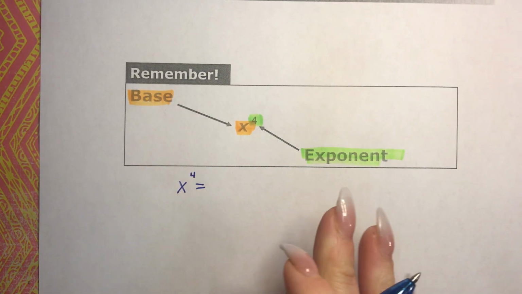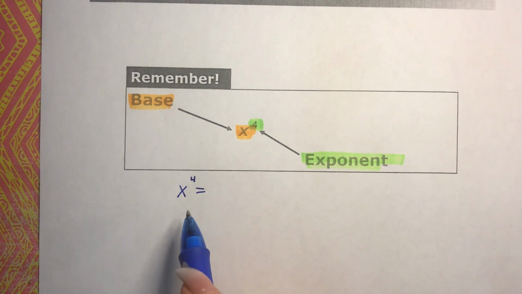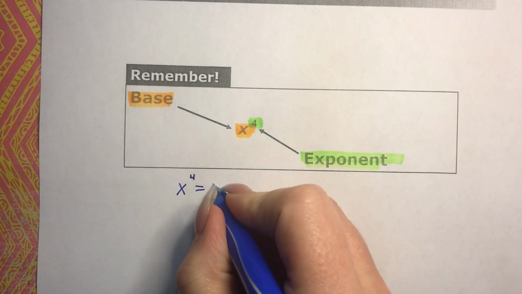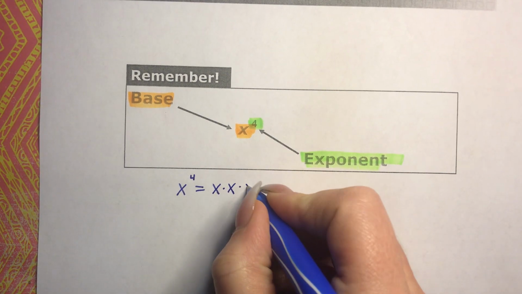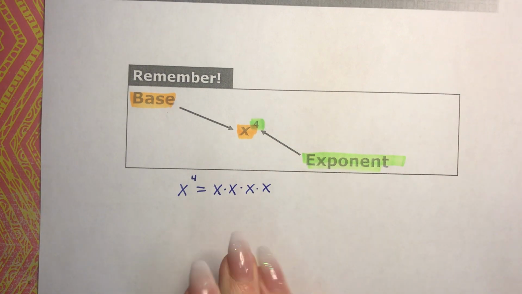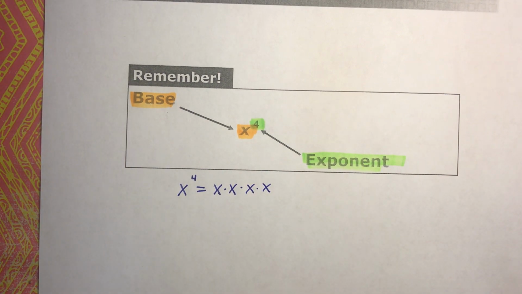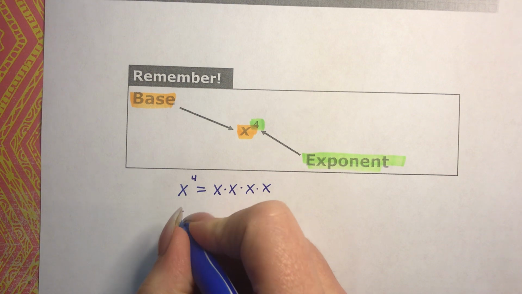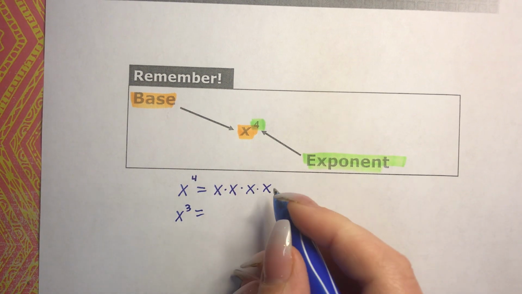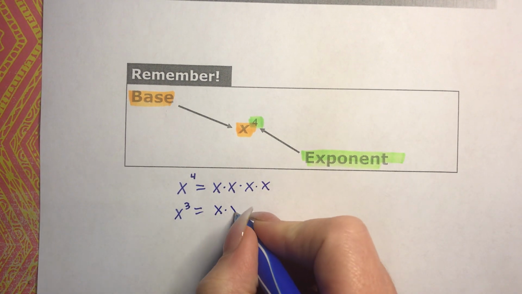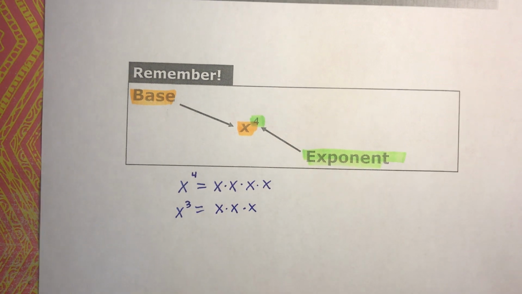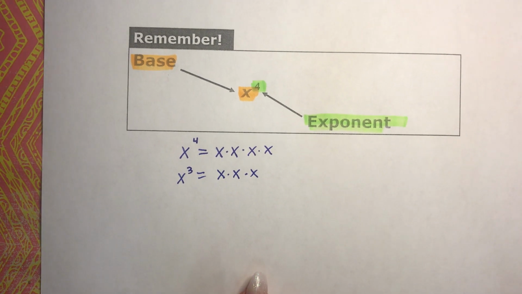It's almost kind of like a shortcut. So it's a shorter version than writing x times x times x times x. Those two things mean the same thing, right? So if we had something like x cubed, that would be the same thing as x times x times x, right? And the same thing is true for numbers.